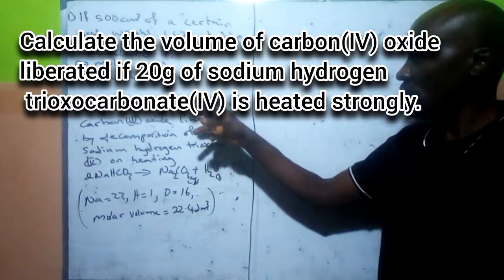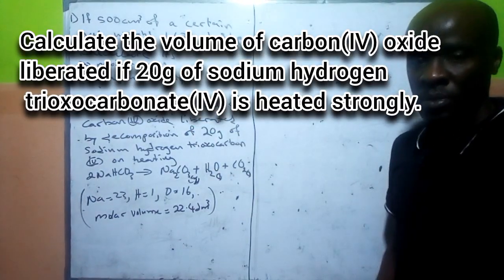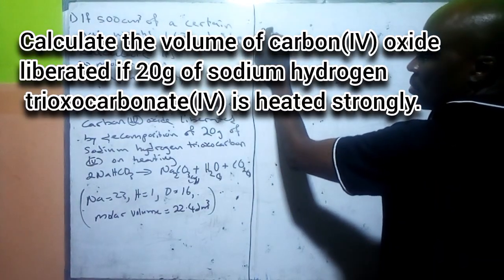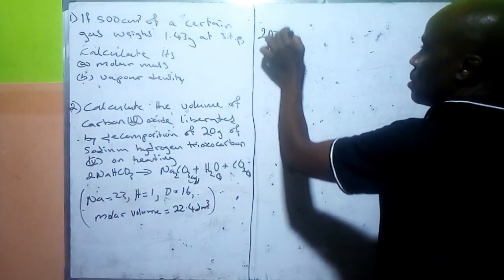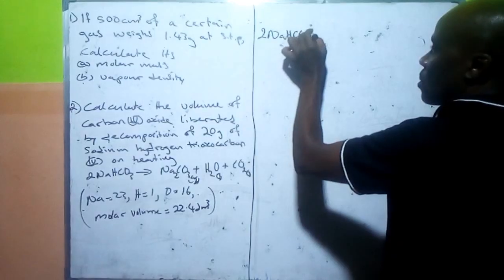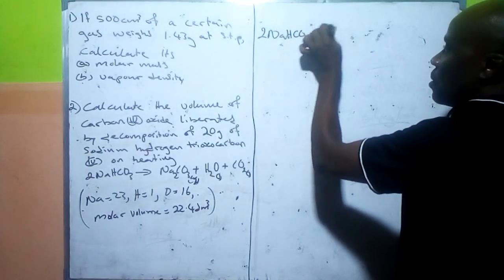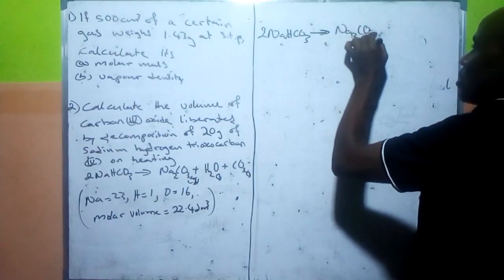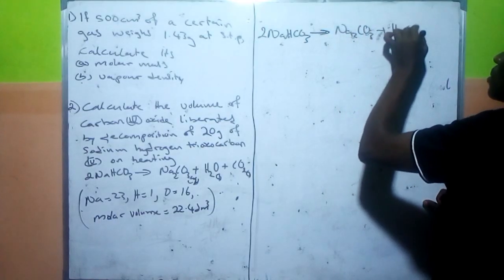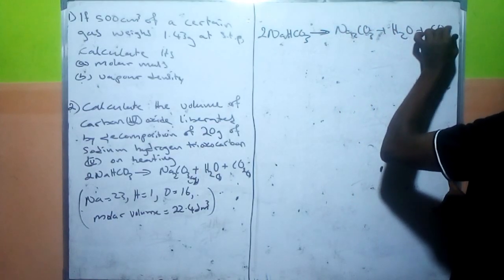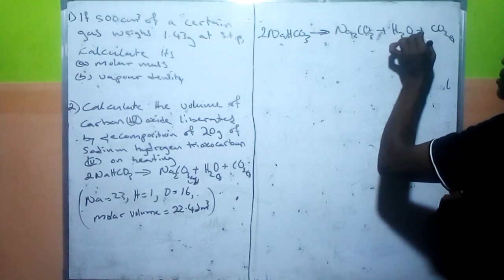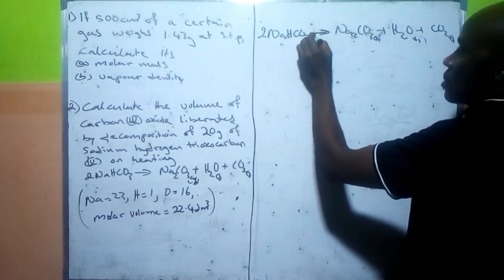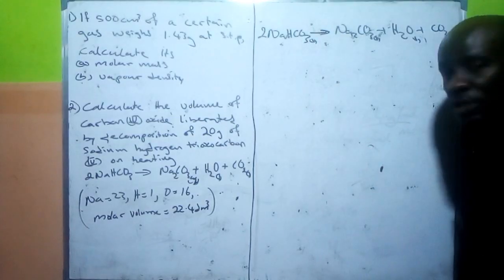In this case, the question says we should find the volume. The volume is what we're looking for. So from this balanced chemical equation, we have sodium hydrogen trioxocarbonate giving us sodium trioxocarbonate, water, and a gas. This one is also solid.